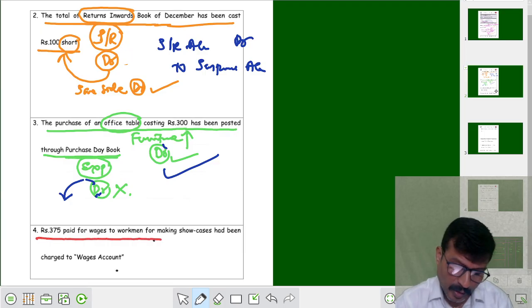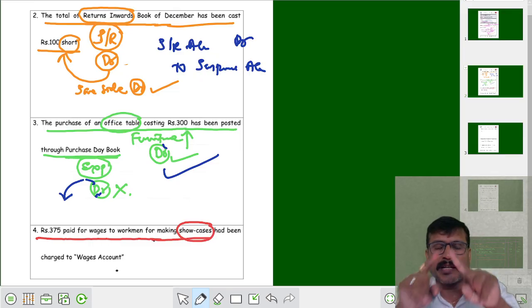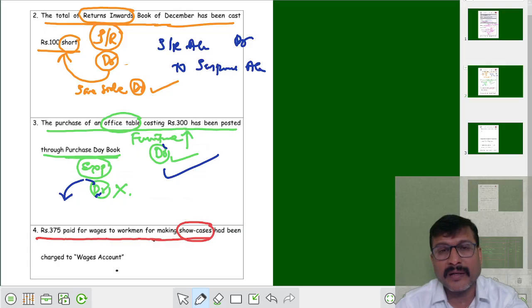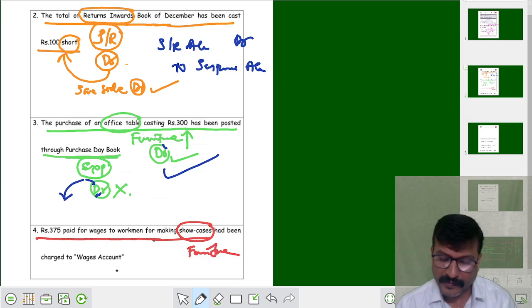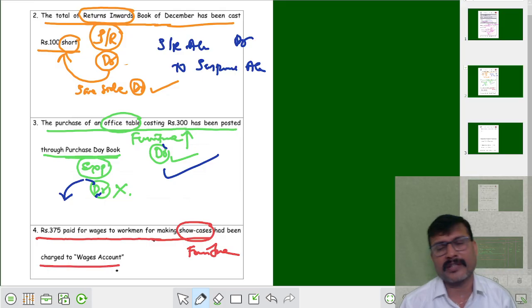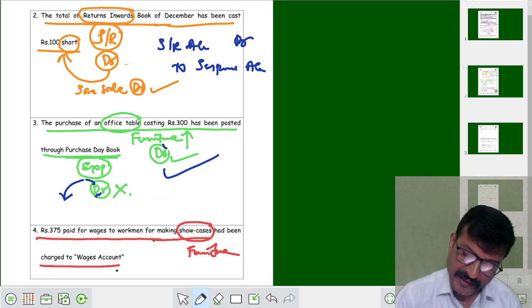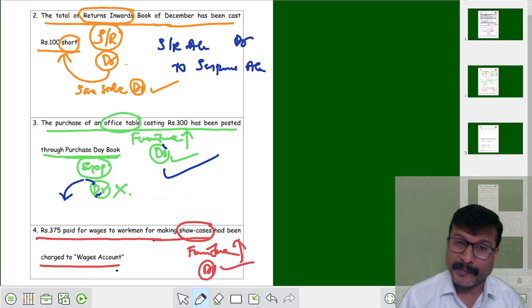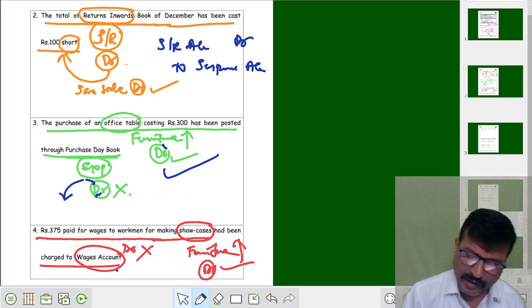What have you made? You paid wages to workman. For what? For making a showcase. You know showcase, right? They construct a showcase in a particular hall of every home. That showcase also, my dear children, comes under the category of furniture. It has been charged to wages account. Where did you record it? In wages account. So furniture means what? Asset. Asset increased, so what to do? Debit, not credit. Correct debit. But what did you do? Charged in wages account. What is it? Wrong debit.